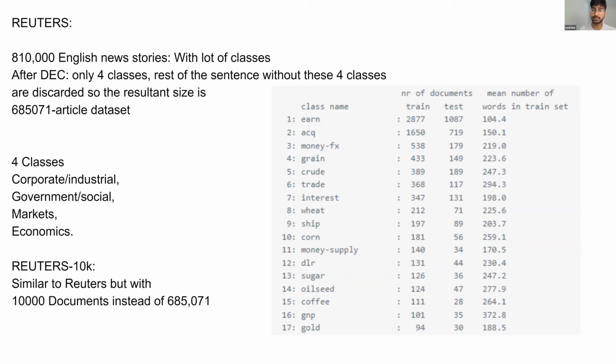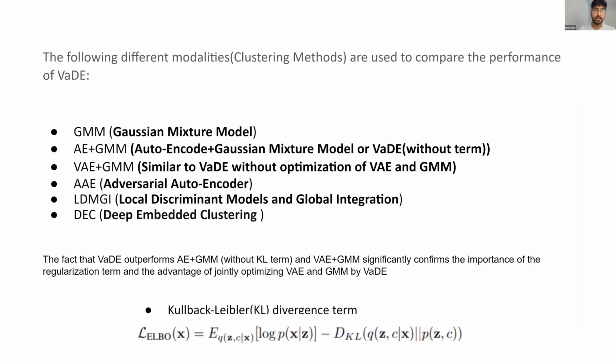Can you move to the next slide? Previously I was discussing the data sets that we are using for evaluating the performance. Now I'm going to discuss the different types of unsupervised clustering methods that we are going to compare with the VADE network.